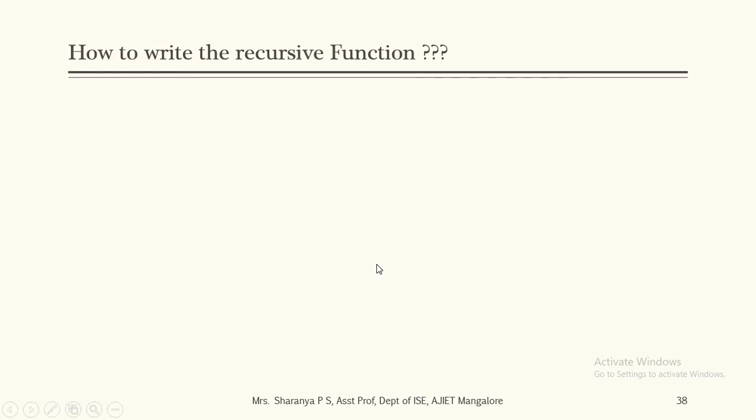Now, the next question is how we can write the recursive function. Here, majorly, we have to consider two basic pieces of information. First, recursion helps to divide a larger problem into smaller problems. If there is a larger complex program, we define a simple function which will perform that operation, and inside that function we keep calling the same function. That is, it divides the problem into smaller problems.